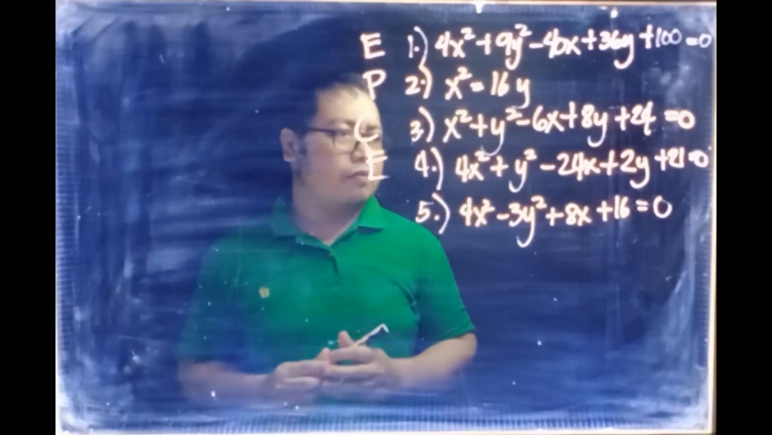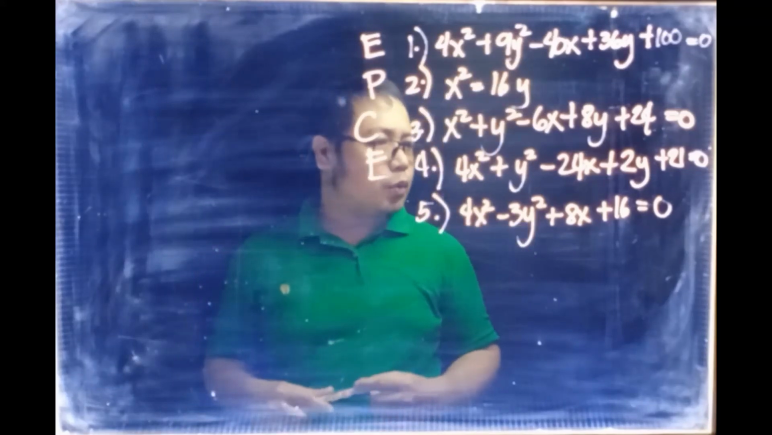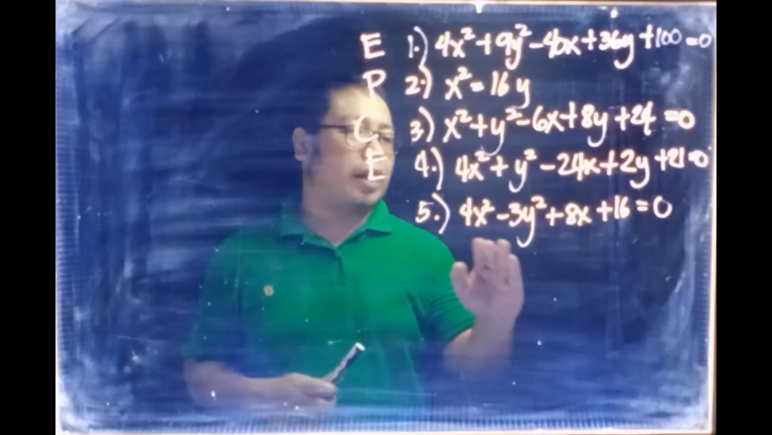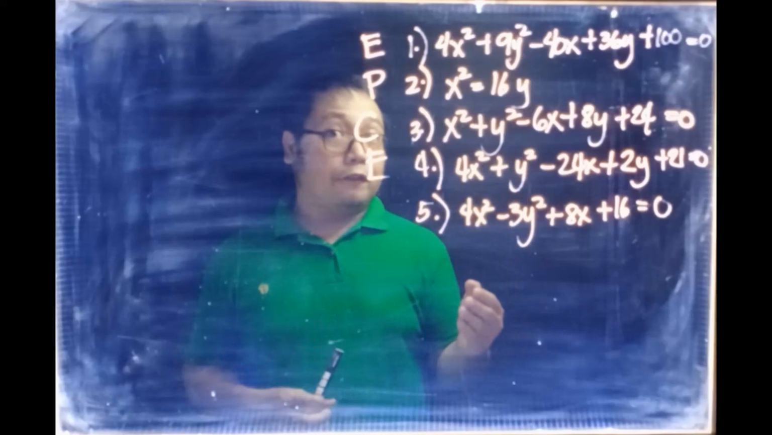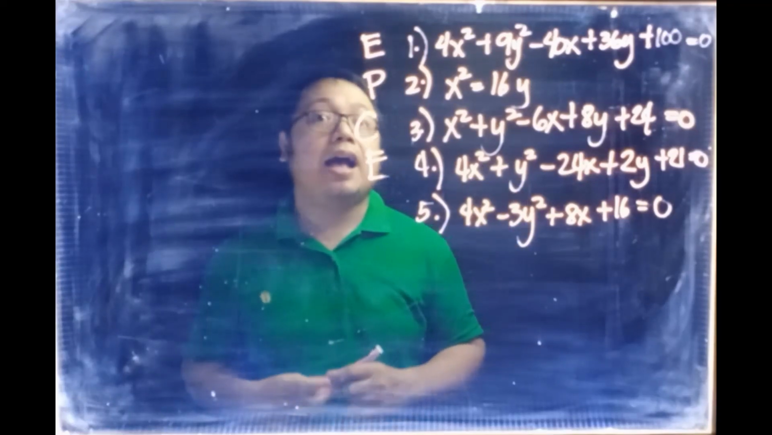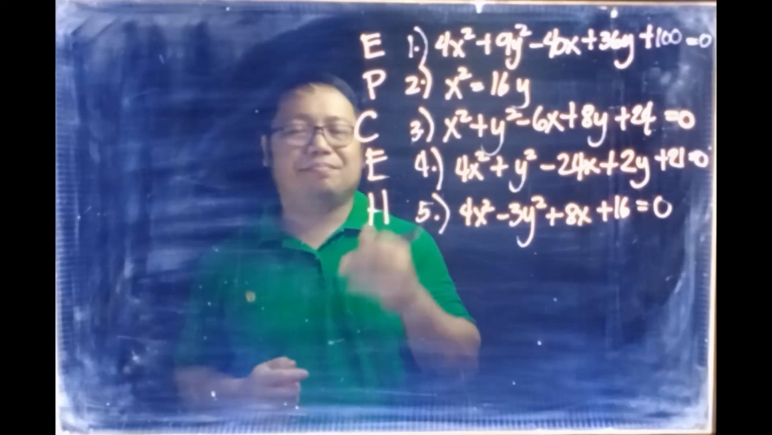And number 5, 4x squared minus 3y squared plus 8x plus 16 equals 0. We have x squared and y squared here, different coefficients and different signs. Automatically, this is a hyperbola. That's it.